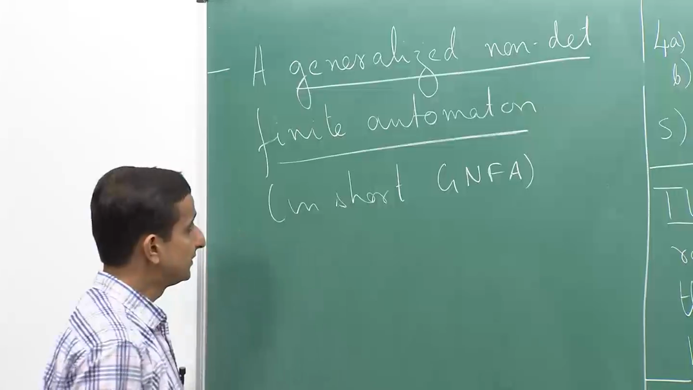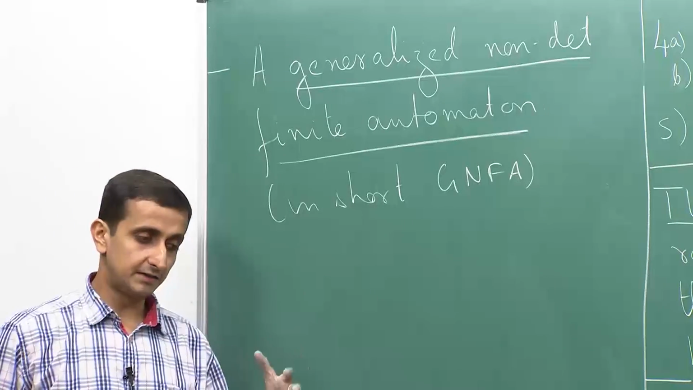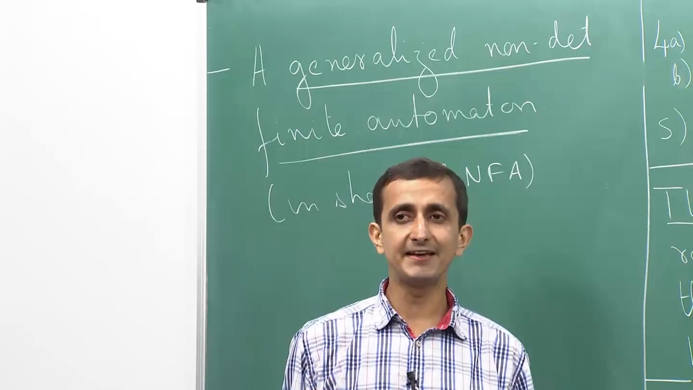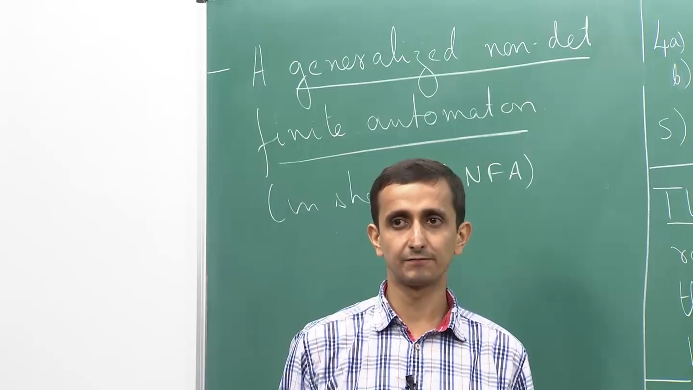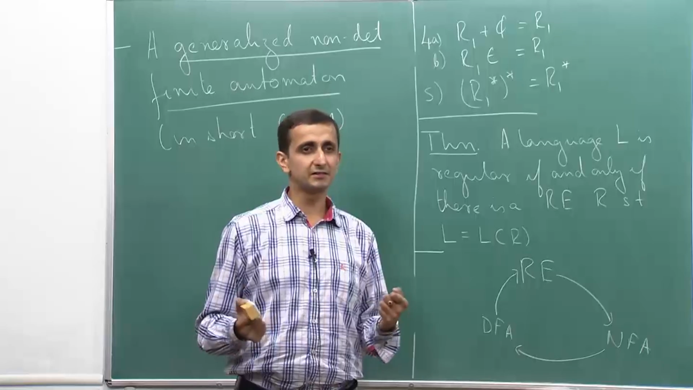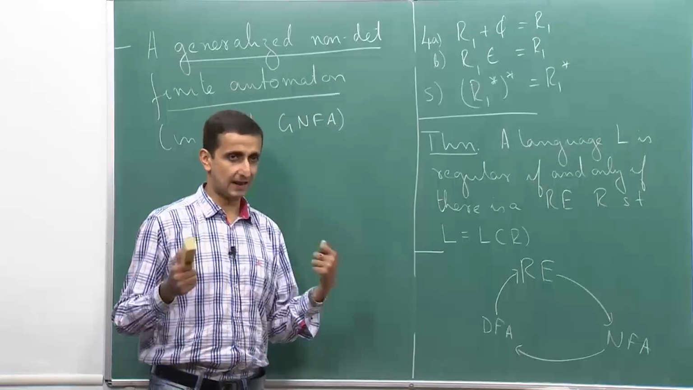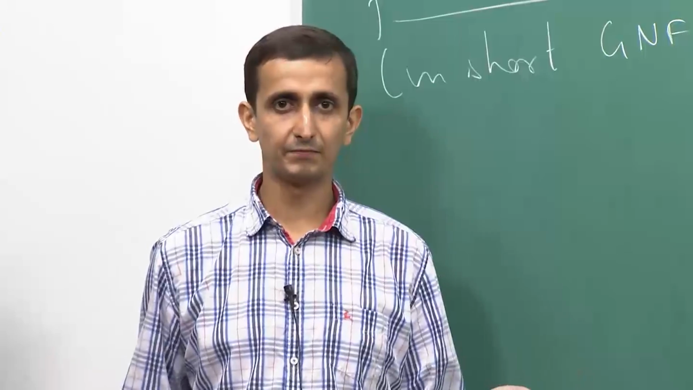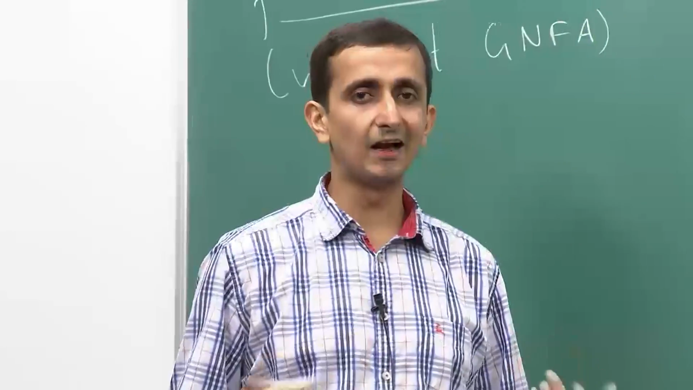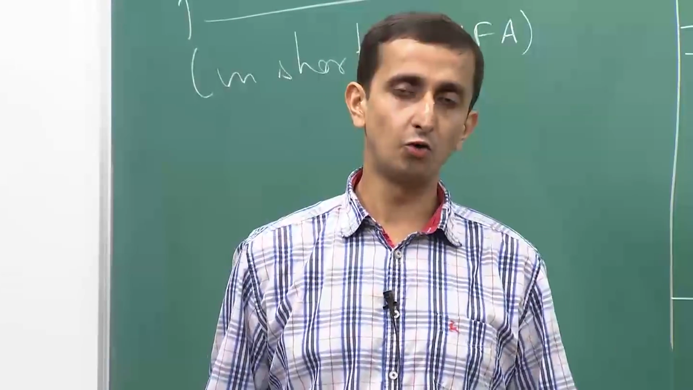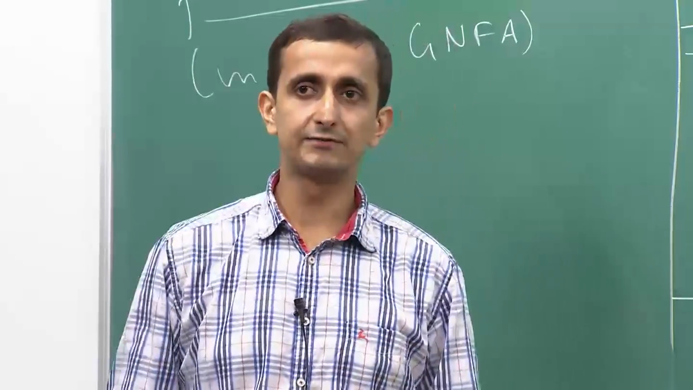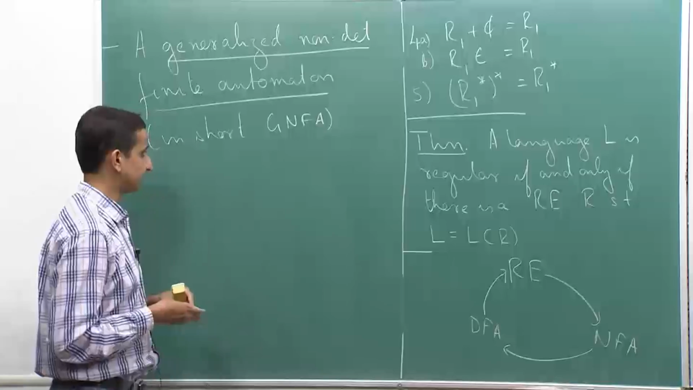So, a generalized non-deterministic finite automaton is a non-deterministic automaton which has regular expressions labeling its transitions. In a standard non-deterministic finite automaton, the transitions either have symbols from the input alphabet, or epsilon, but cannot have anything else. But suppose I generalize this idea and allow a non-deterministic finite automaton to also have regular expressions on its transitions. That is what gives a generalized non-deterministic finite automaton.